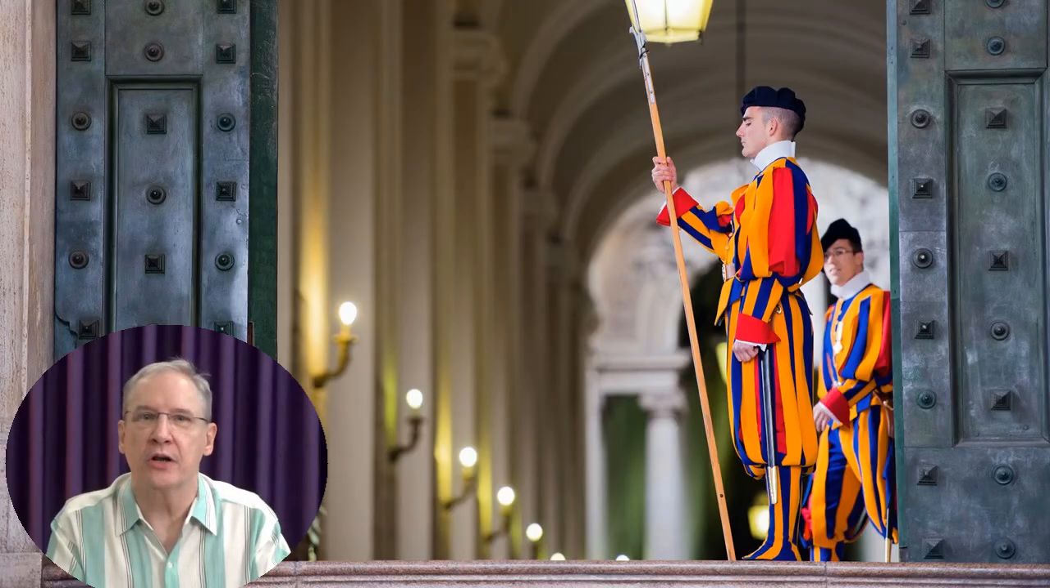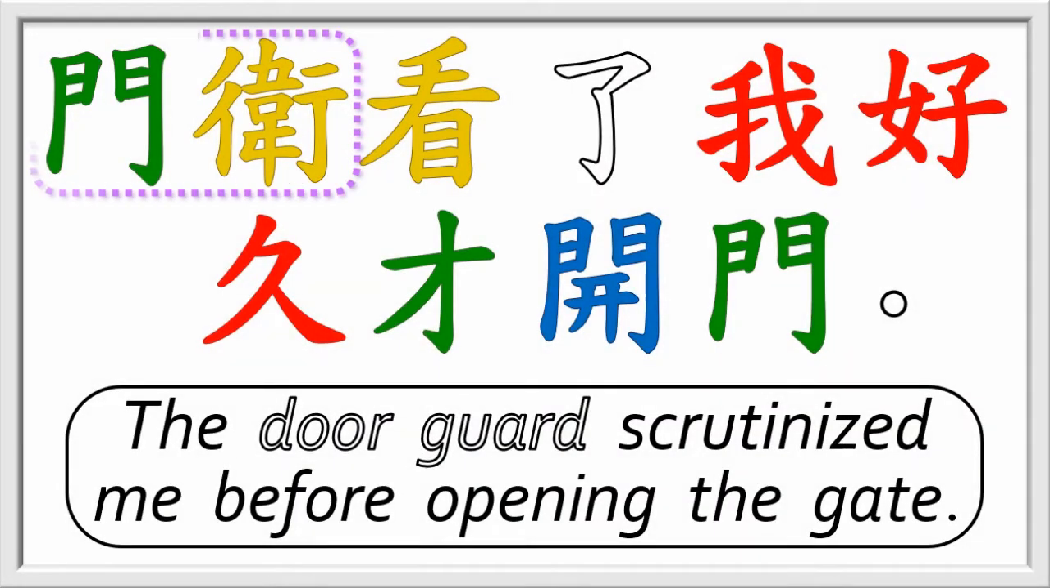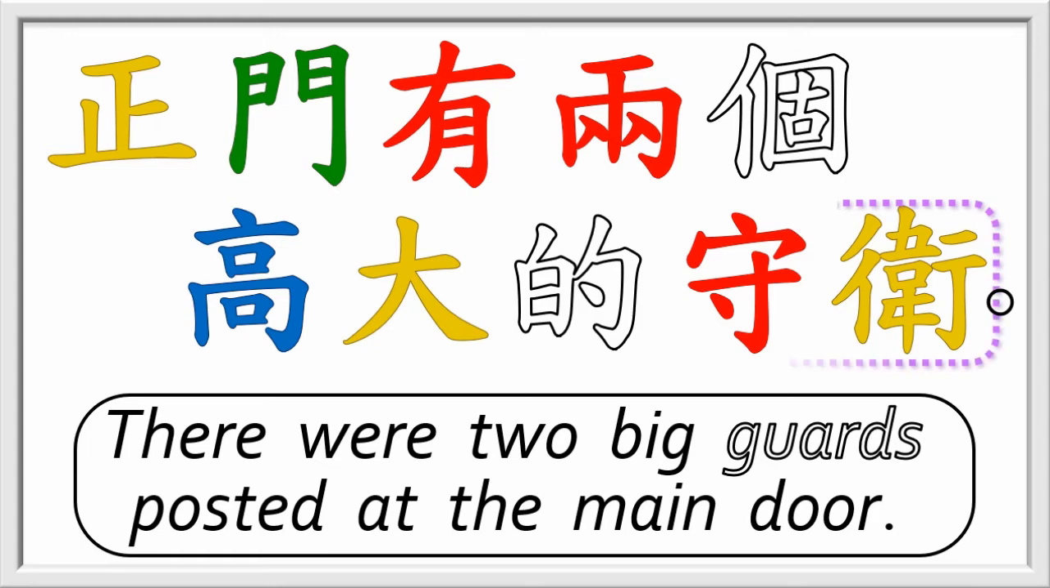These next two examples are nouns referring to guards. 门卫看了我好久才开门. The door guard scrutinized me before opening the gate. 正门有两个高大的守卫. There were two big guards posted at the main door. You will recall the character 守 in lesson 13 also means to defend, protect, and hold firmly.